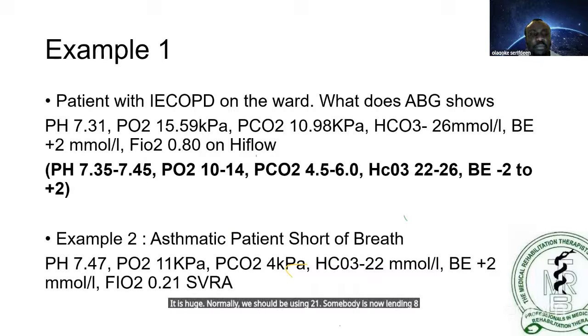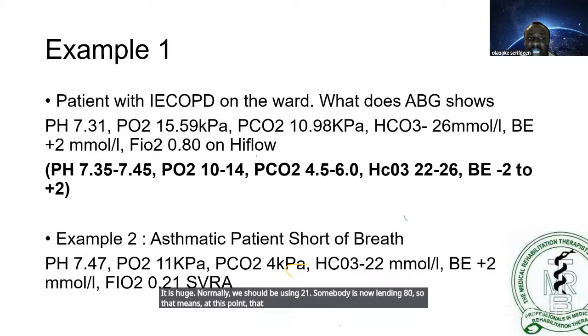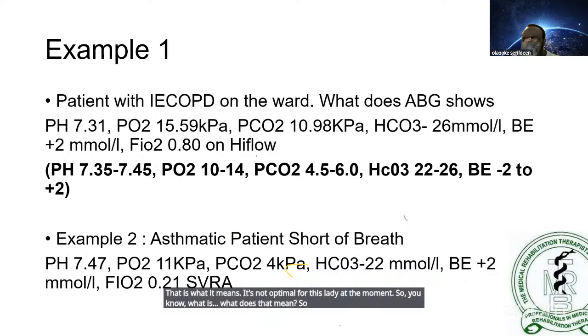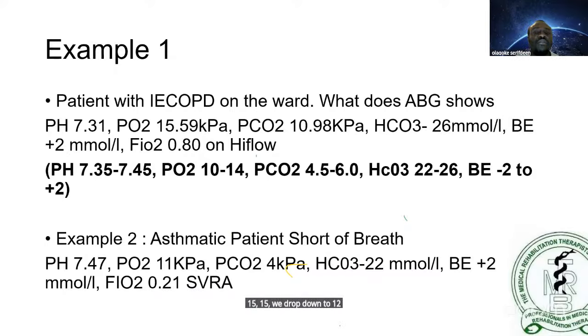So that means at this point, that PO2 is not optimal. It's not optimal for this lady at the moment. So what does that mean? If you remove that 80%, remove that high flow from this lady, do you think this PO2 will not start dropping down? 15 will drop down to 12, 10, 7. In fact, lower than 8. It's going to drop lower than 8 because 80 is huge.